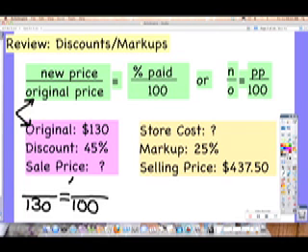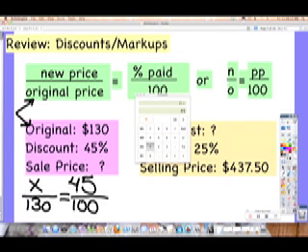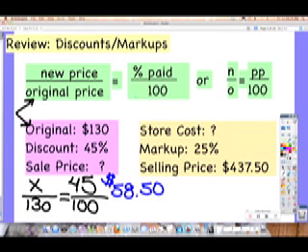Because it's money. Okay, let's step back and think about this. The original price was 130. Discount 45%. Sale price $58.50. Do you think that makes sense? It's a little bit. Don't you think that's a little bit huge of a discount? It went from 130 to 58.50. We need the 58.50, but we need to do something with it. Kaylee, do you remember?